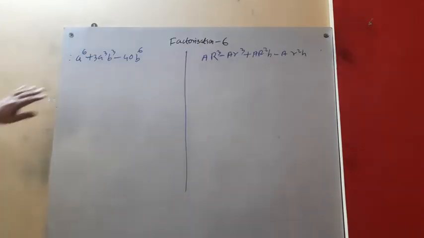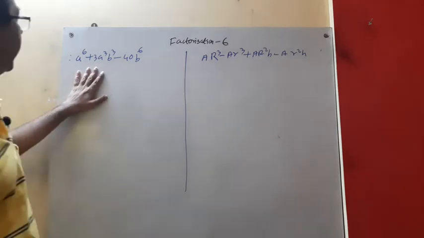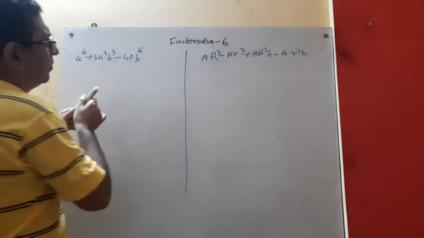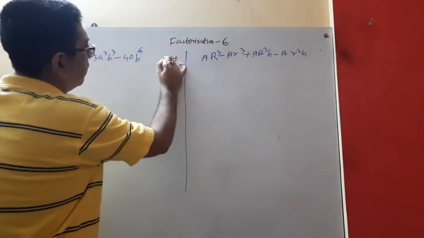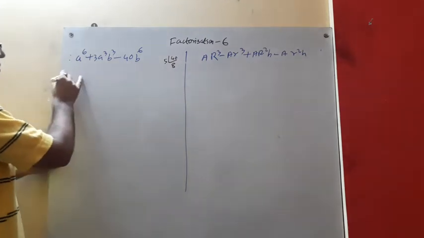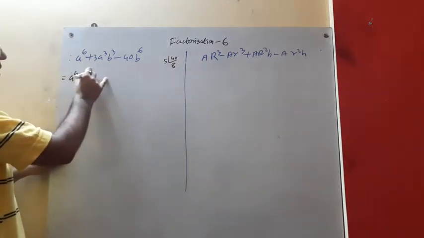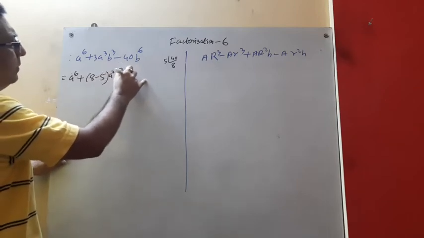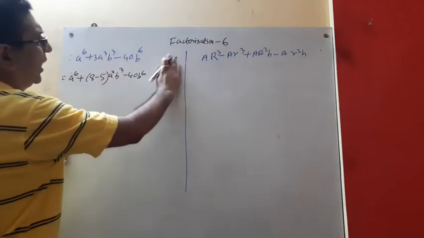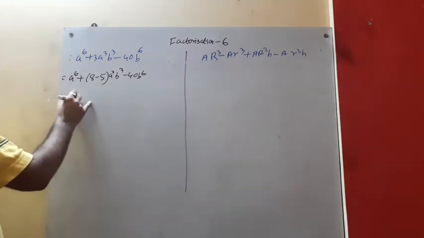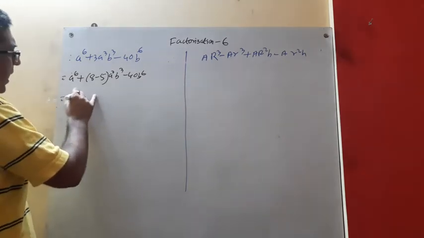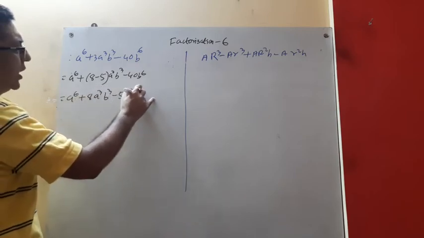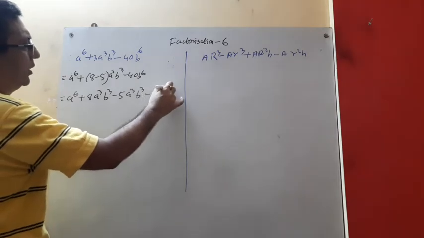Another two sums. Look, a to the power 6 plus 3a cube b cube minus 40 b to the power 6. For 40, it may be a middle term. Just think, 5 eights are 40 and 8 minus 5 we get 3. Very easy one. A to the power 6 plus 8 minus 5 a cube b cube minus 40 b to the power 6. Right? Okay. So a to the power 6 plus 8 a cube b cube minus 5 a cube b cube minus 40 b to the power 6.